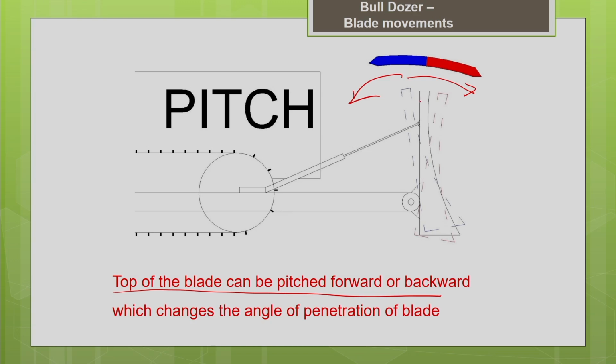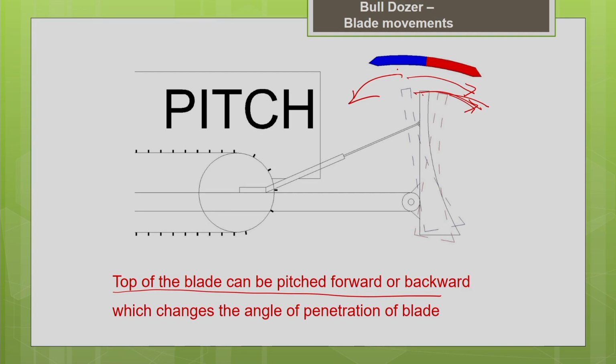Say for example, if you move the top end of the blade forward, what happens? When you move the top end of the blade forward, it will decrease the penetration of the blade into the soil. Similarly, if you move the top end of the blade backward, it will increase the penetration of the blade into the soil. So by pitching it forward or backward, I can either increase or decrease the depth of penetration of the blade into the soil.